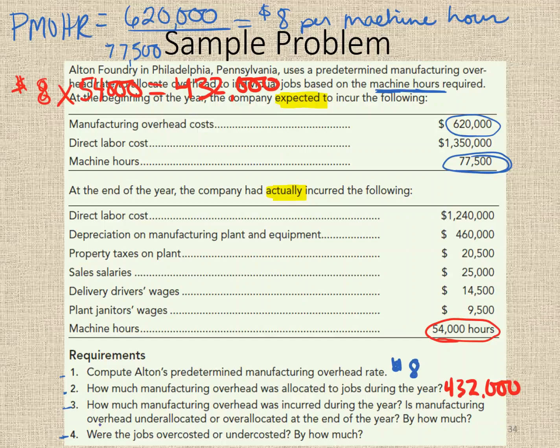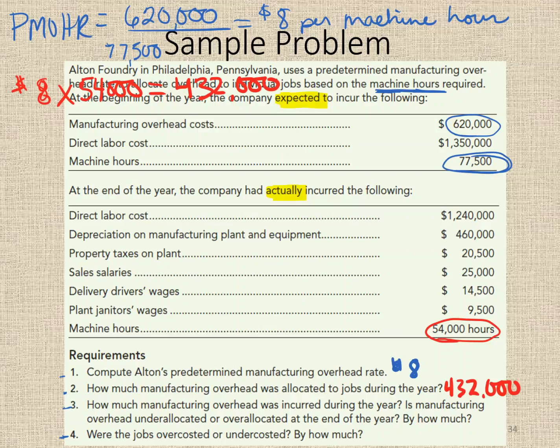Okay. So how much manufacturing overhead was incurred during the year? What we need to do now is look at all of these costs that were actually incurred and figure out which ones are manufacturing overhead. So direct labor cost is a product cost, but it's not part of manufacturing overhead. It is direct labor. Remember, total manufacturing costs are our direct labor, direct materials, and manufacturing overhead. So this one is not included.